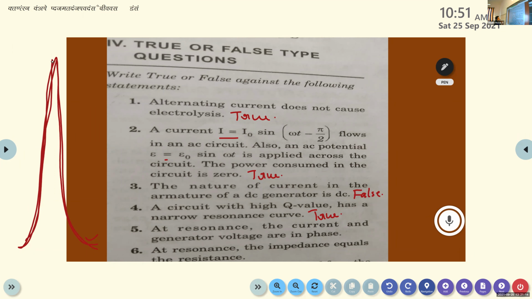Otherwise, we get a wider resonance curve like this, that is, greater bandwidth between the two frequencies. So the higher the Q value, the more sharpness the resonance curve has. It is narrow in nature.